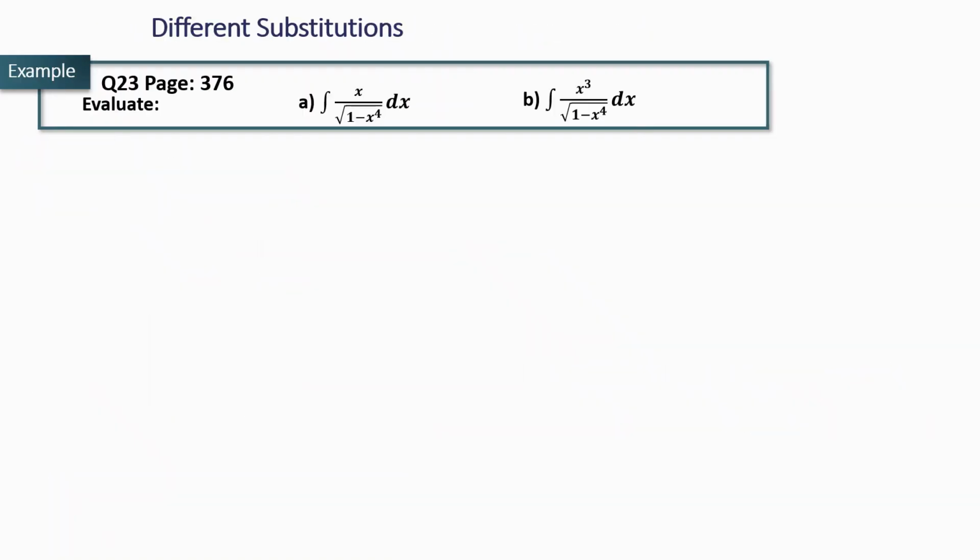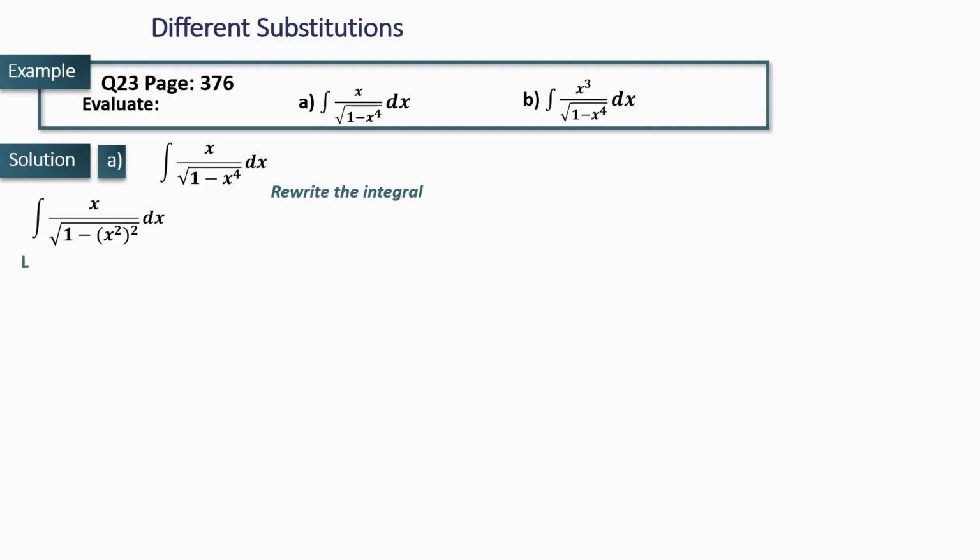Let's try out this question. If you look, you have a root in the denominator and, moreover, 1 minus x power 4. 1 minus x power 4 can be written as x square the whole square, so that we can relate it with our known integration formula. Now let's assume u is equal to x square.